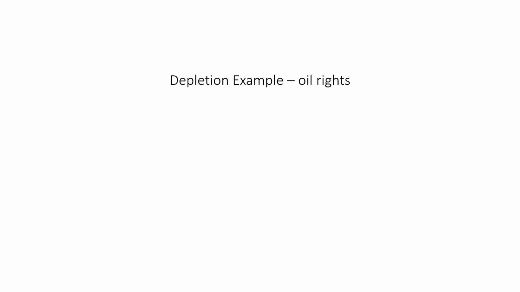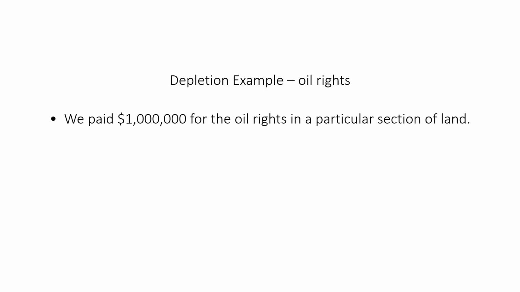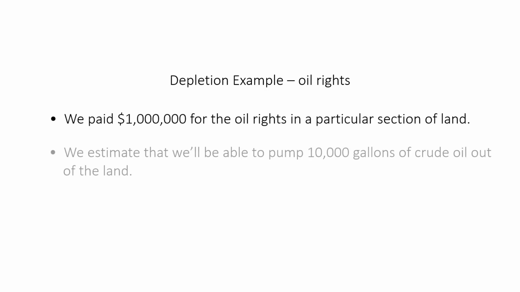Let's use oil rights for our example. Assume that our company paid $1 million for the oil rights in a particular section of land, and we estimate that we'll be able to pump 10,000 gallons of crude oil out of the land. When we bought the oil rights, assuming we paid cash, we debit oil rights, a non-current asset, and credit cash for $1 million.